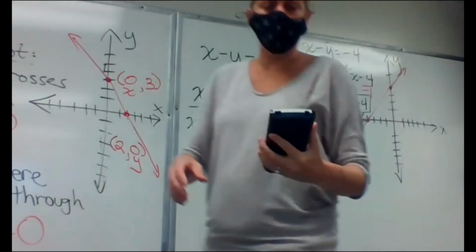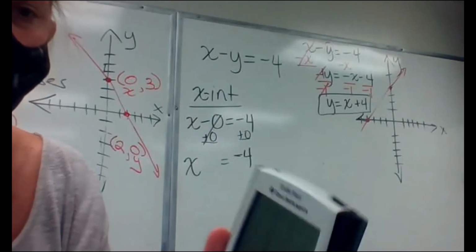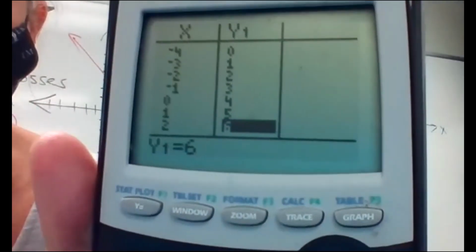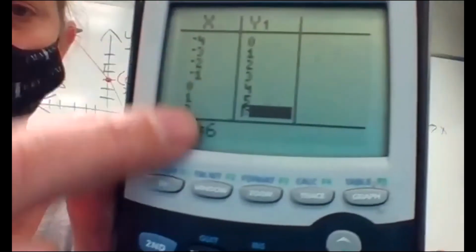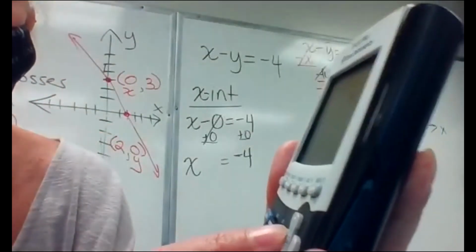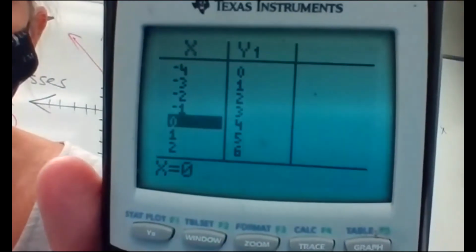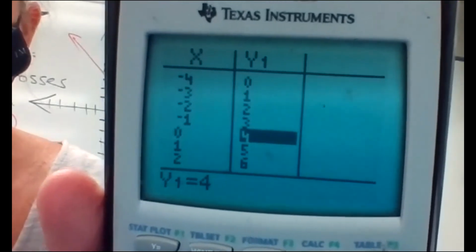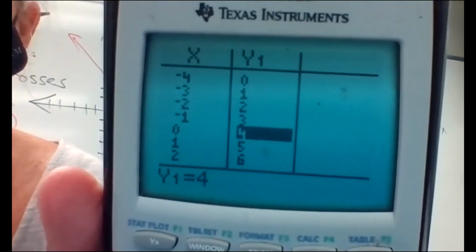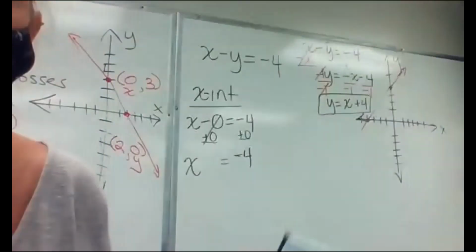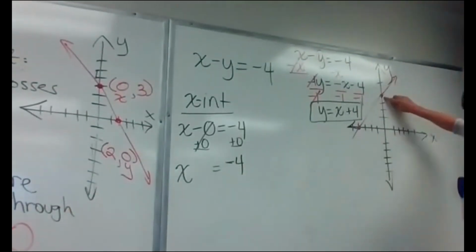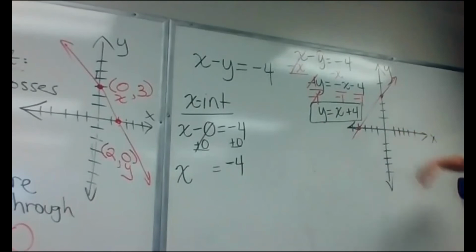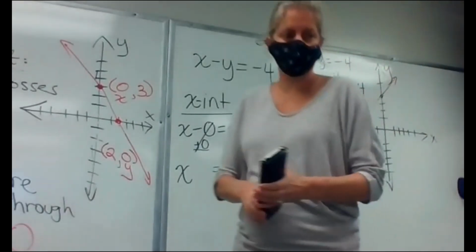Where's the Y-intercept? The Y-intercept is the point where the X is 0. So if you go through and just scroll through, over here in your X's, look, there's your 0. So I'm going to come over here to my X's. There's my 0. Look at the Y that goes with it. That's your Y-intercept. +4. Where did this one cross the Y-axis? +4. So that's how you can use your calculator to do it.